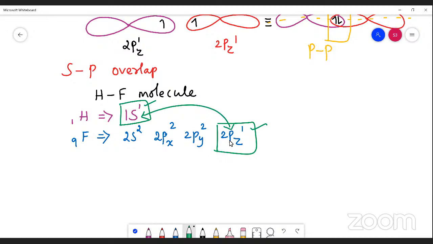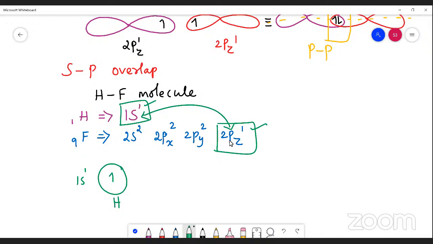Now there is a formation of overlapping of S and P orbitals, where the P orbital should be considered along the molecular axis. So there will be the formation of only a sigma bond. I will show the S orbital. We know the S orbital of hydrogen is like this, containing one electron. So this atomic orbital, 1s1 of hydrogen, can overlap with the P atomic orbital of fluorine.